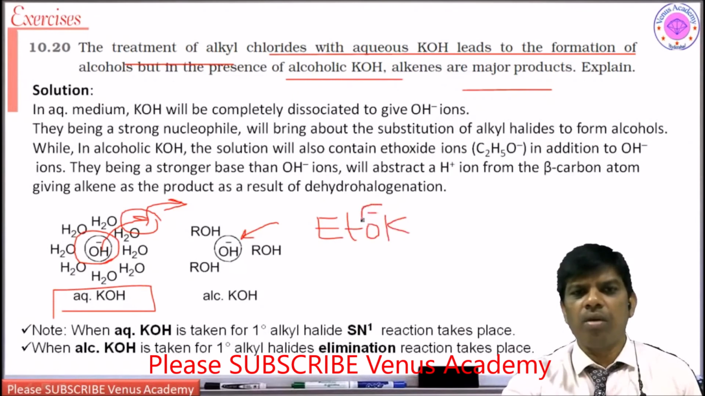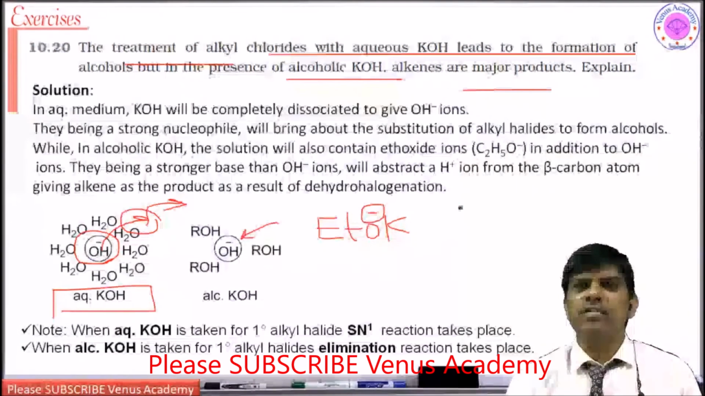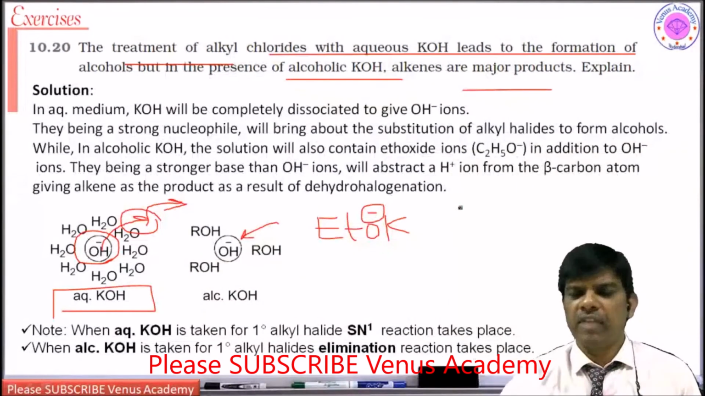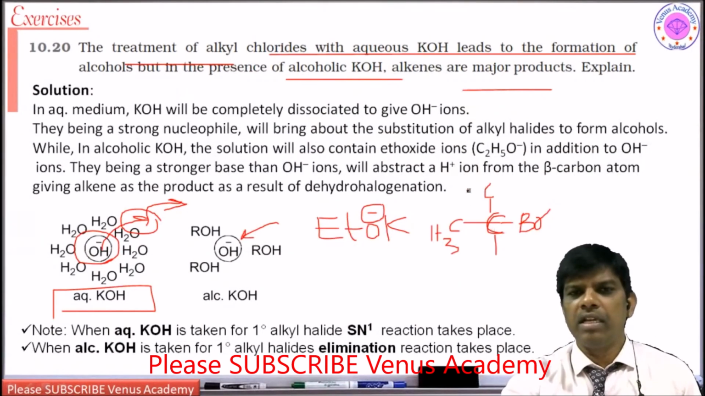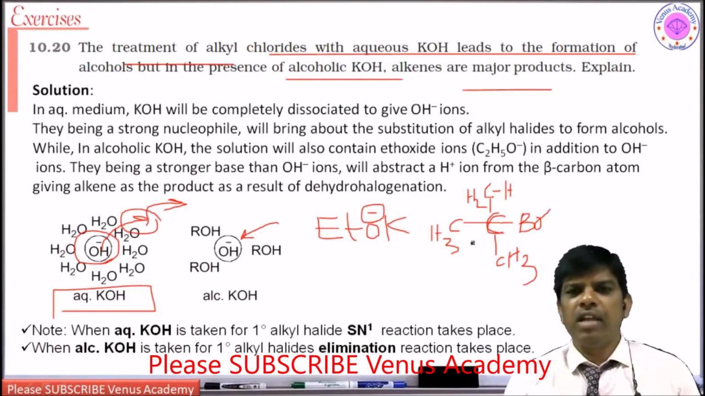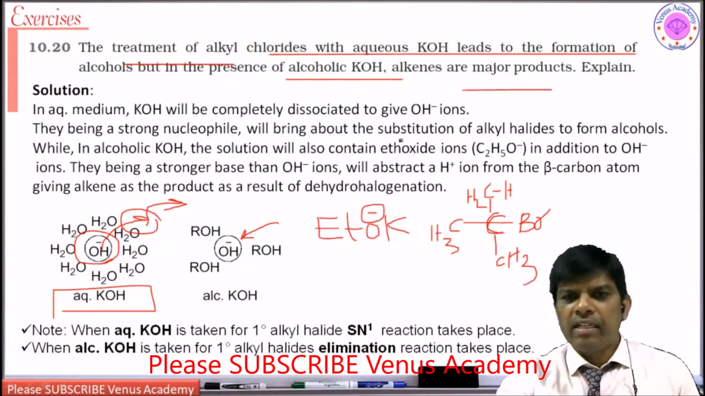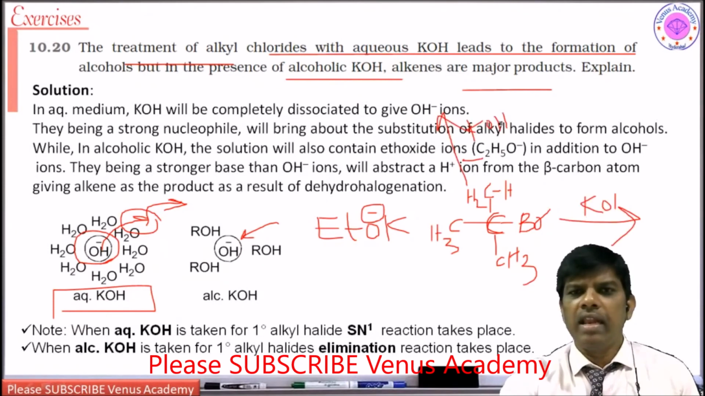This is a strong base. It abstracts a proton instead of removing or substituting the halogen, right? So alpha and beta carbon here, whatever may be the R group. Anyhow, take tertiary butyl bromide. When I use KOH in alcohol, let us write ethanol, CH3CH2OH, it undergoes elimination.